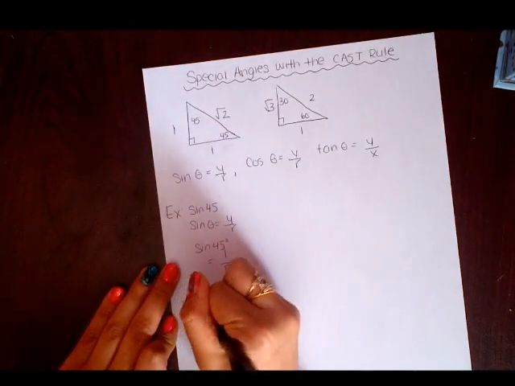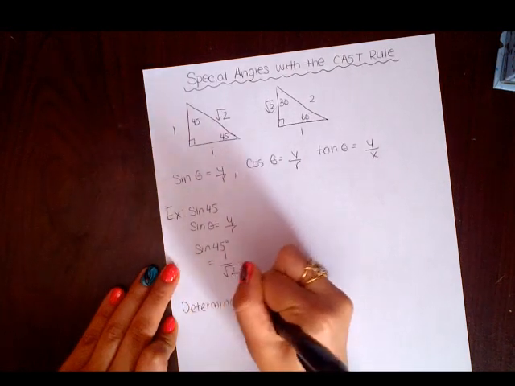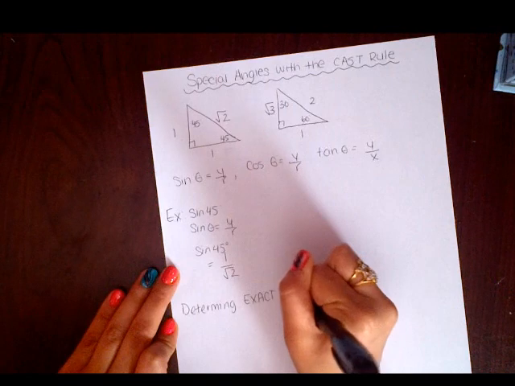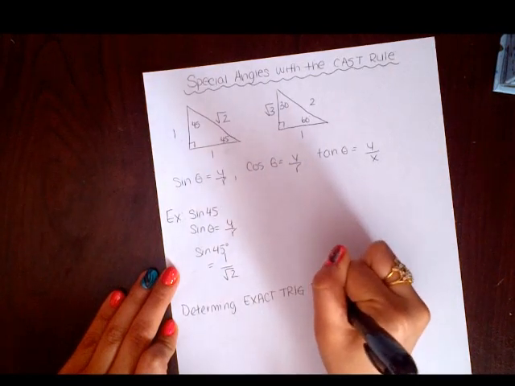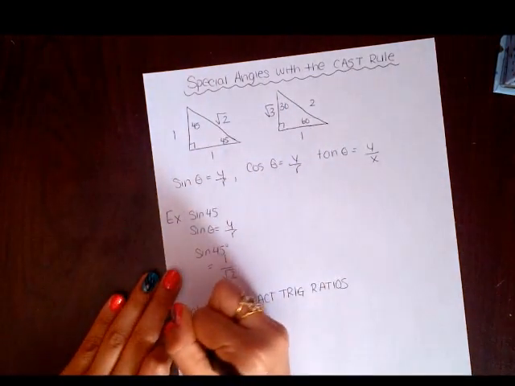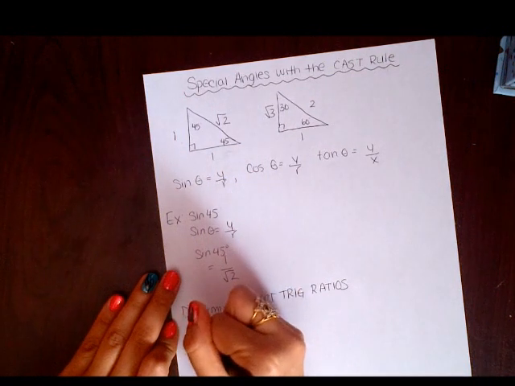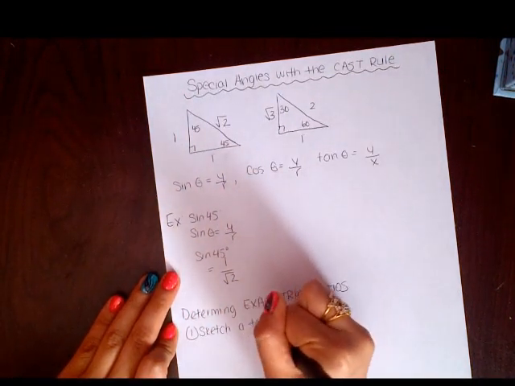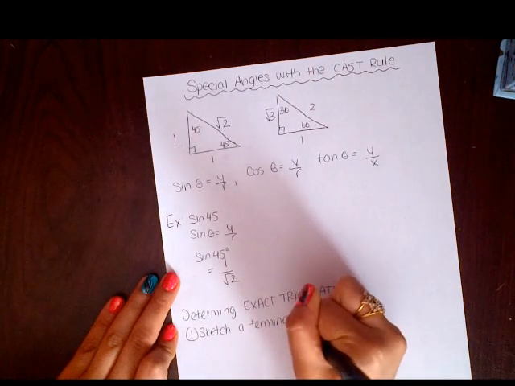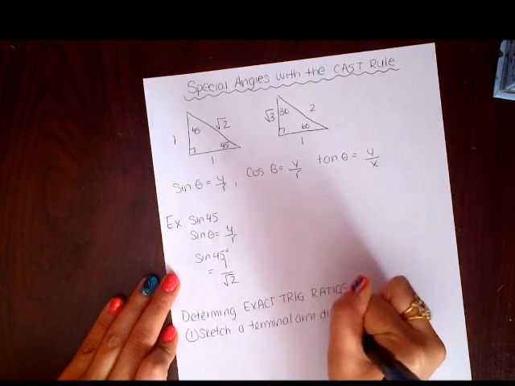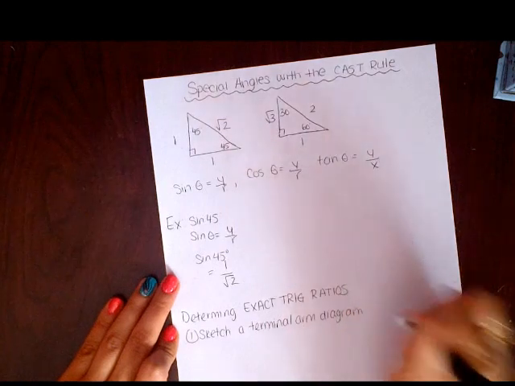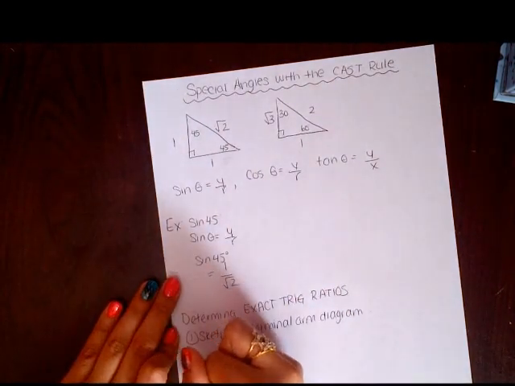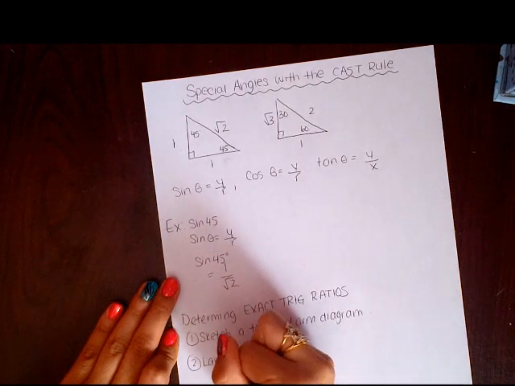Determining exact trig ratios. First, you need to sketch a terminal arm diagram, and construct a triangle using the terminal arm. Next, you need to label the triangle.